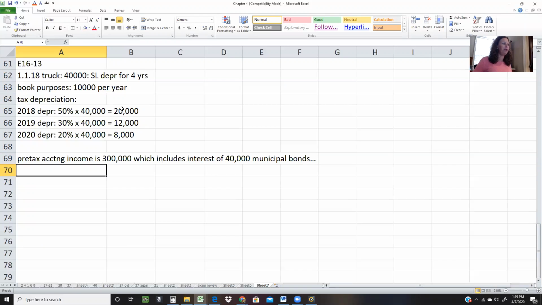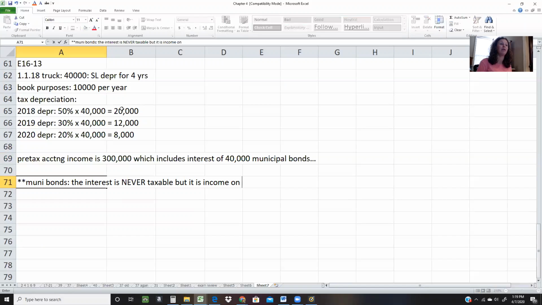So basically, what municipal bonds are, we call those muni bonds. The interest is never taxable, but it is income on our income statement. So we call this tax exempt income. You'll learn all about it in the fall. But basically, municipal bonds means you've invested in like the city, state, local government. So like we could buy bonds in Sedgwick County Parks or Sedgwick County Zoo or whatever. So some local bond. So local bond income is tax-free.